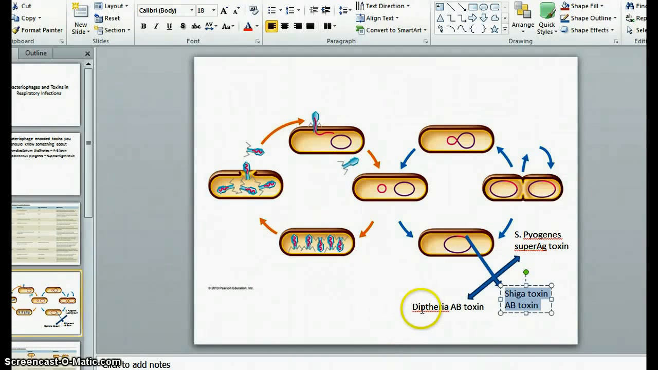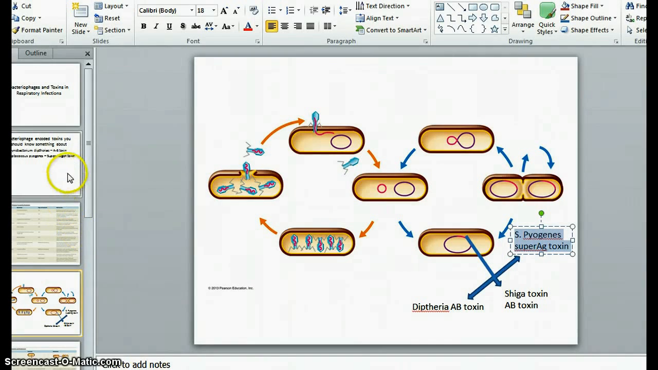The ones you need to know for the exam: just diphtheria toxin, an AB toxin made by bacteriophage in Corynebacterium diphtheriae, and the Strep pyogenes superantigen toxin encoded by bacteriophage in Streptococcus pyogenes. You should know that is strep throat, which used to go to scarlet fever back in the day. Not so much anymore, although it does happen. And just have a really general understanding of superantigen. It's just non-specifically activating T cells, and that causes a systemic rash, among a lot of other things.